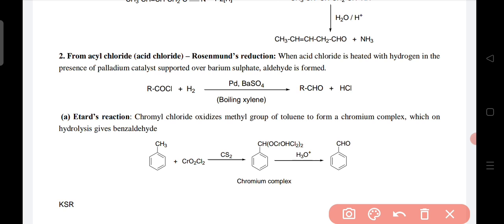Then the second one is Rosenmund's reduction. In Rosenmund's reduction, acid chloride is heated with hydrogen in the presence of palladium catalyst supported over barium sulfate. Aldehyde is formed there. No need to write any example, but if it is given in your NCERT book, then write the example. Otherwise, if you get a question like what is Rosenmund's reduction, you can directly write: when an acid chloride is heated with hydrogen in the presence of palladium supported over barium sulfate, it forms aldehyde.